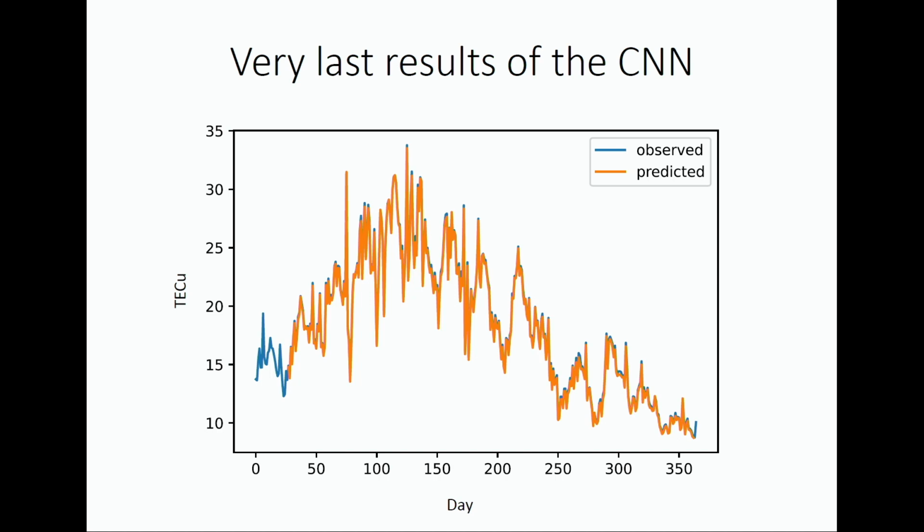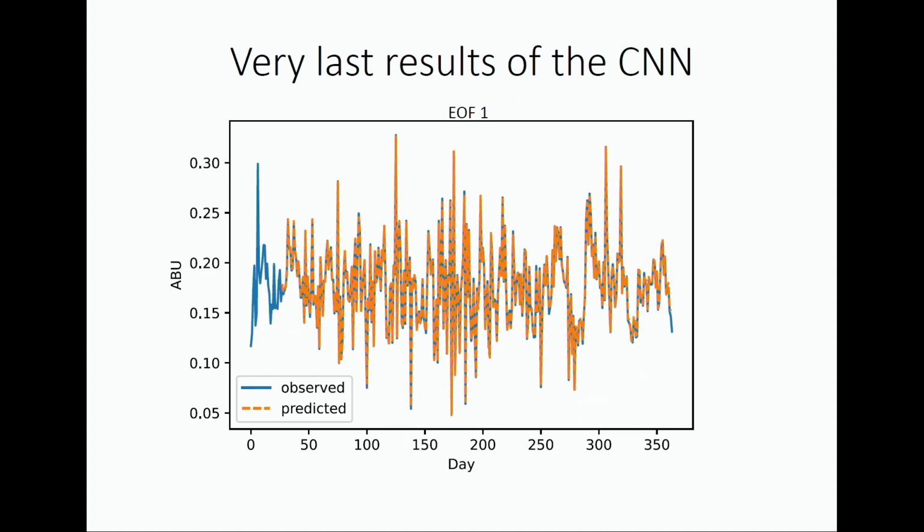So here you have the gap of 27 days that I needed to train my neural network. And these are the results, or the best results so far, probably too good to be true, but I'm confident that they are there, of the CNN that is optimized just for the TEC values. And this is the result for the first eigenfactor. Those are almost on spot.